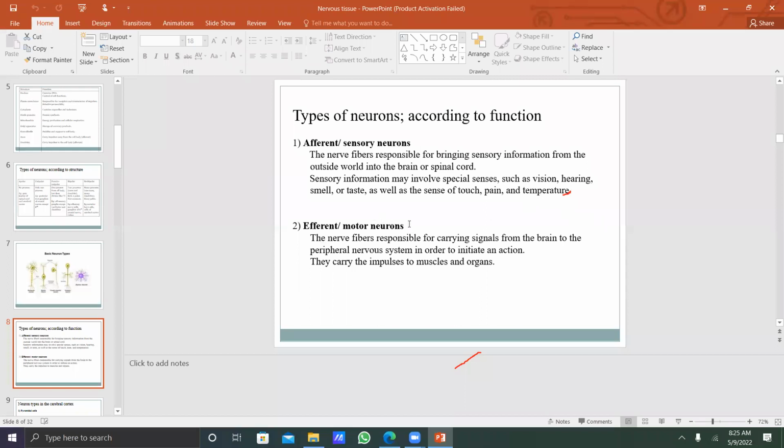Efferent neurons or the motor neurons are the ones who carry signals from the brain to the peripheral nervous system to initiate an action according to the impulses received from the afferent one. So they carry the impulses from the brain or the spinal cord to the muscles and the other organs.